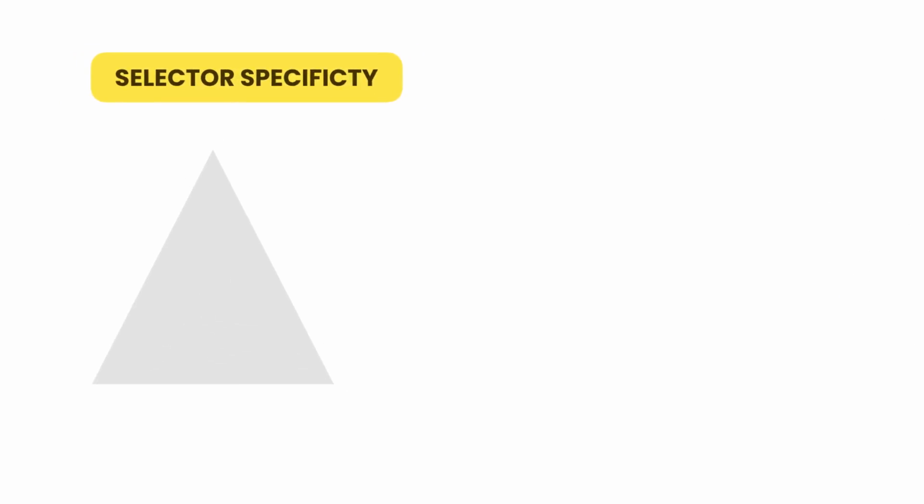This is where selector specificity comes to play. Each selector has what we call a specificity or a weight. If multiple rules target the same element, the browser will apply the rule that is more specific. Now look at this triangle. This is what I call the specificity triangle.